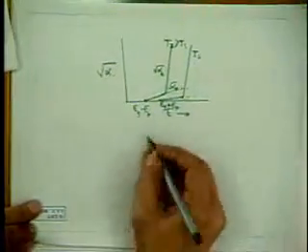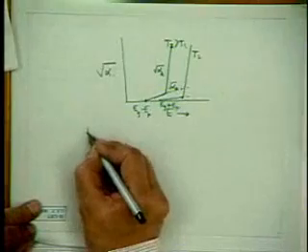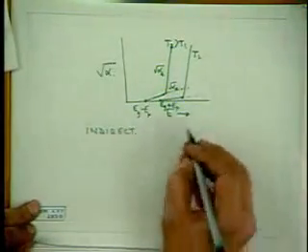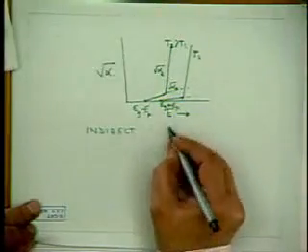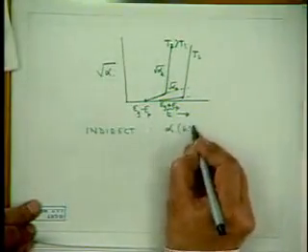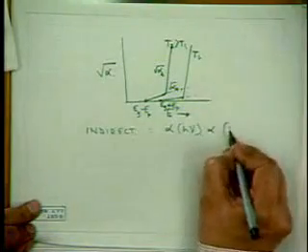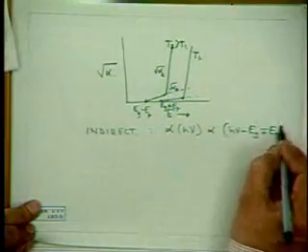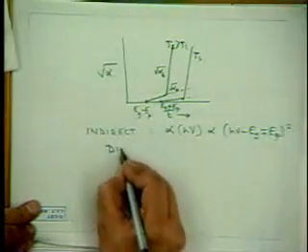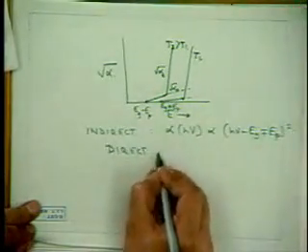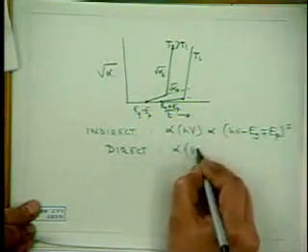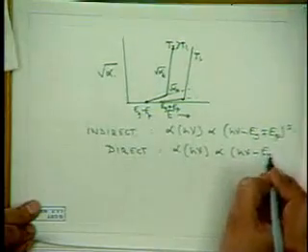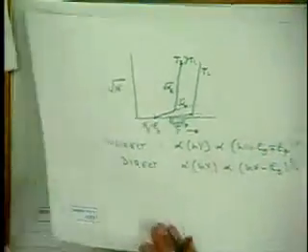Summing up in a nutshell, we find that in the case of indirect gap semiconductors, we have alpha proportional to (h nu minus Eg minus plus Ep) squared, whereas for direct gap semiconductors we have alpha of h nu proportional to (h nu minus Eg) to the power half.